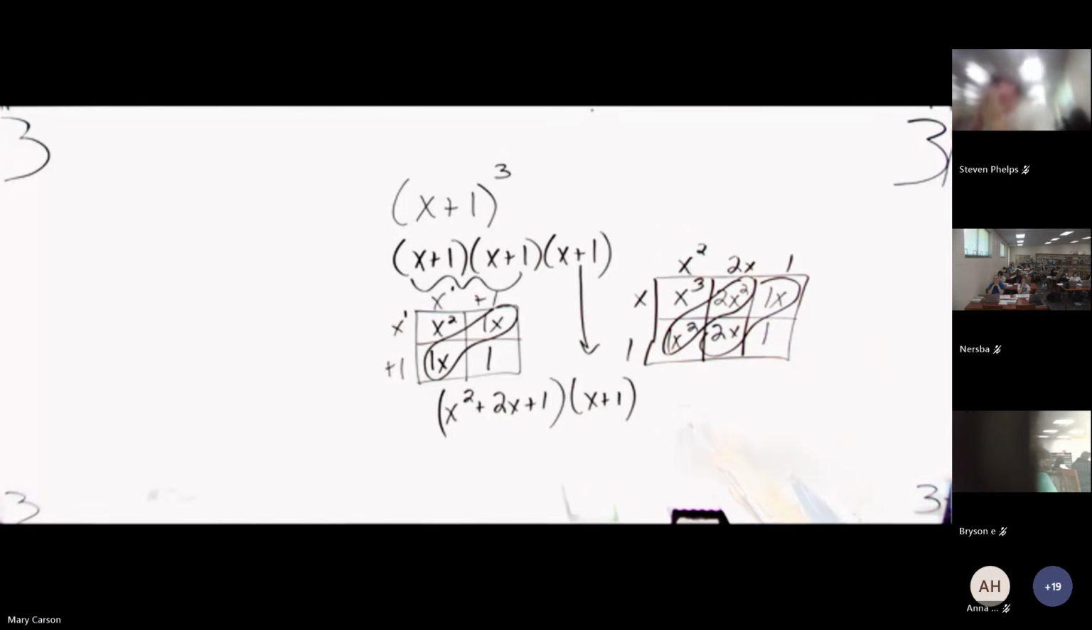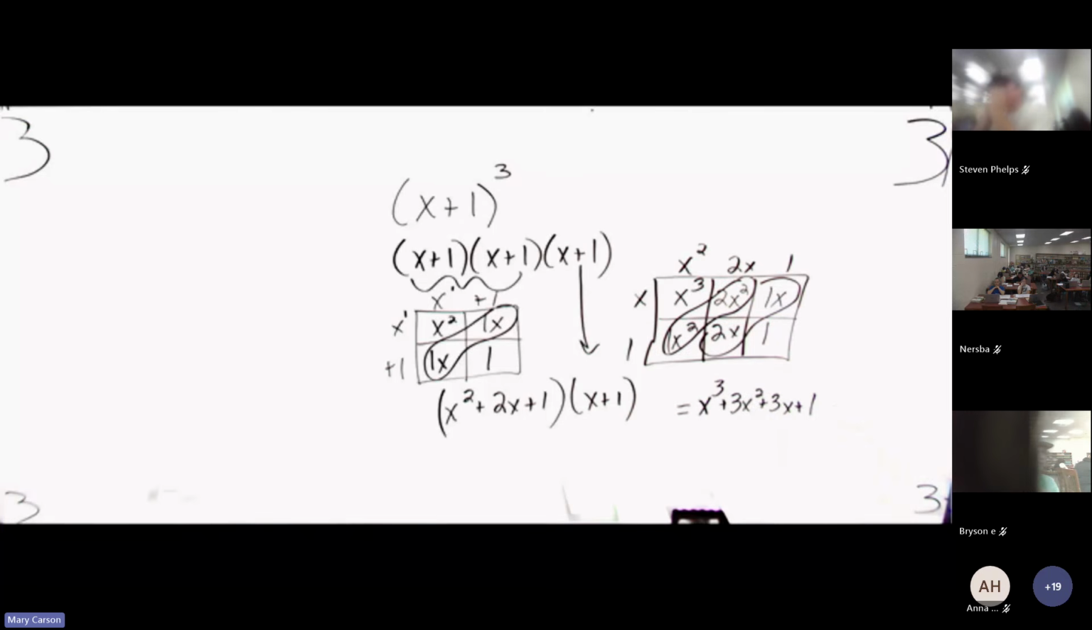And so you end up with x cubed plus, we've got a 2x squared and a 1x squared. It's going to make 3x squared. We've got a 1x plus a 2x. It's going to be a 3x. And you're left with a plus 1. And so that should be your final answer on a question like this.